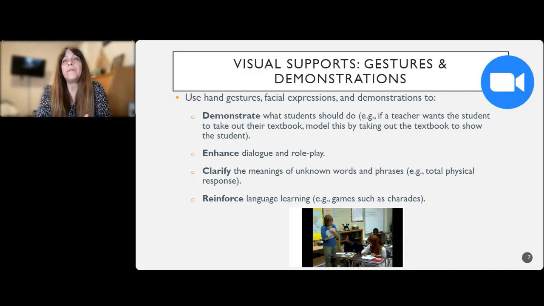As you view the following video, please just try to identify ways that the teacher provides visual supports for her students. You can drop some of those ideas in the chat if you like. Let's just take a moment and really take in the video of a high school ELL teacher.